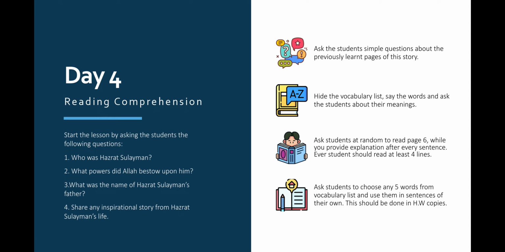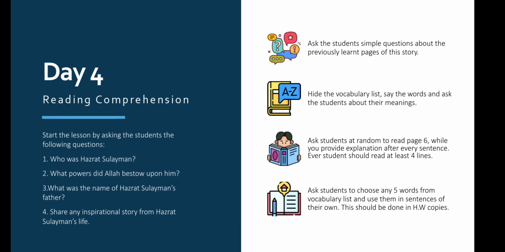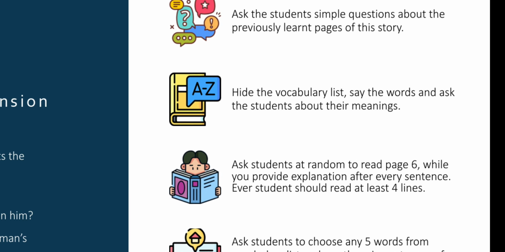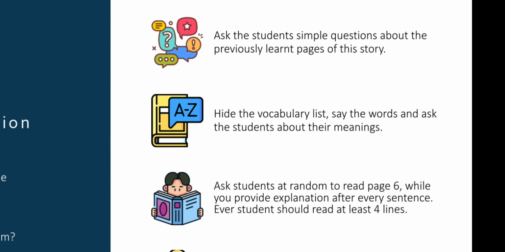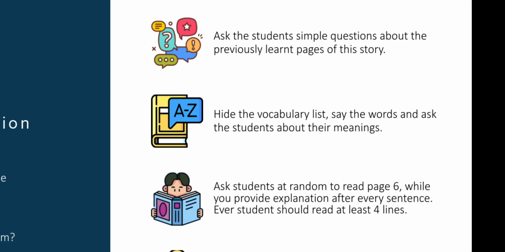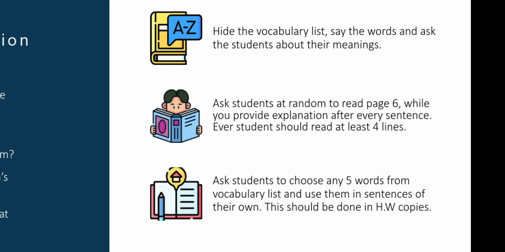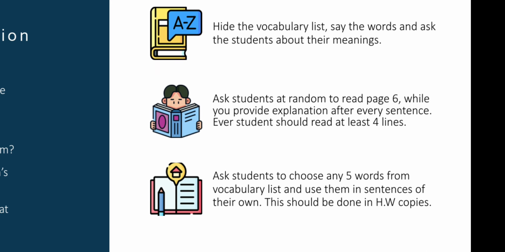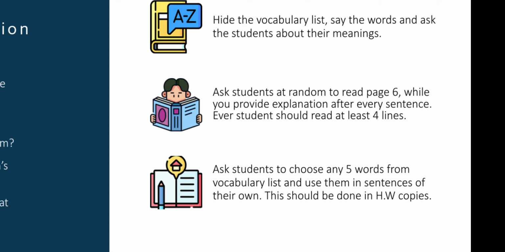pages. Hide the vocabulary list, say the word, and ask the students about their meanings. So now the students should be able at this stage to provide the meanings in their own words. Ask the students at random to read page 6 while you provide explanation for every sentence. Every student should read at least 4 lines. So randomly you ask the students to read aloud any 4 lines and then you provide the explanation. So now you are not providing any model reading, the students are reading it.